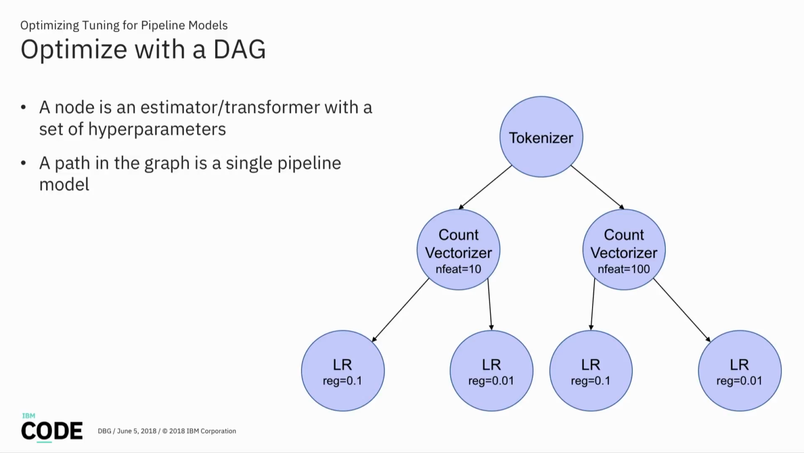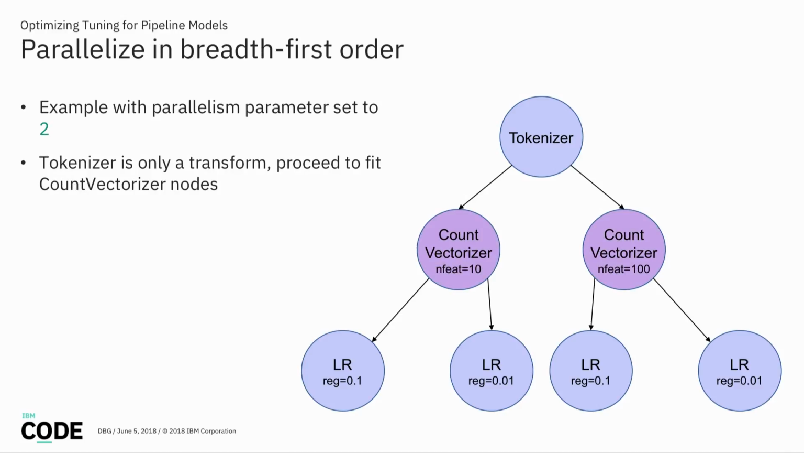So representing this as a graph in the form of a tree, we can have each node represent an estimator or transformer with a specific set of hyperparameters. And a path into the graph from the root to a leaf represents a single pipeline model. I'll walk through a sample of how this is going to be executed. And this can also use the parallelism parameter that we talked about before. So we'll set that to 2.